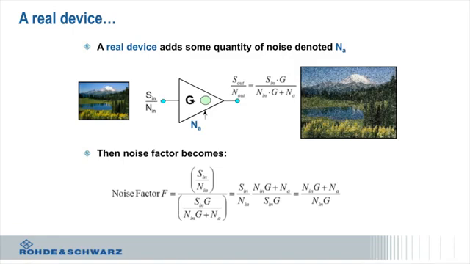Okay, so what do we do? Well, we have that real device that's adding some amount of noise. You see here I have a signal-to-noise ratio in, a signal-to-noise ratio out. But I'm also adding some noise, N sub A, given below the amplifier in blue text. So you'll see here the signal-to-noise ratio in and out. So I take the in, multiply by the gain, and add the noise to get the out. Okay, that's how I get that equation there. Okay, back, move forward a little bit.